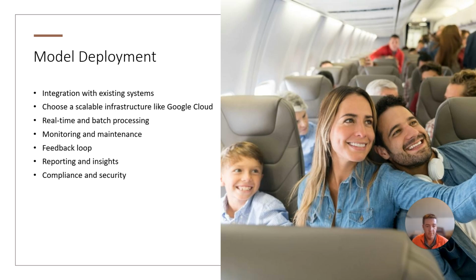Next is establishing a feedback loop. Establishing a feedback loop to gather user feedback and improve the model's accuracy over a longer period of time. Reporting and insights. Generate reports and dashboards for stakeholders, highlighting key metrics and actionable recommendations. And then lastly, compliance and security. Ensure compliance with data privacy regulations and protect sensitive customer information.